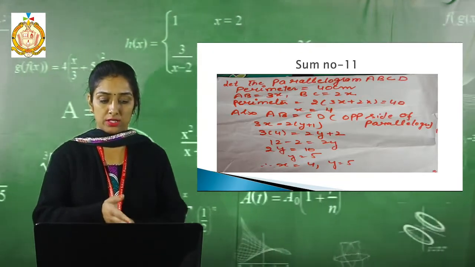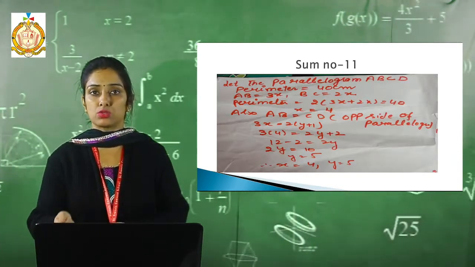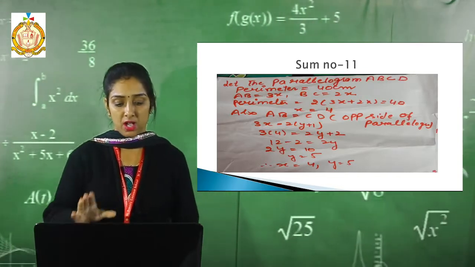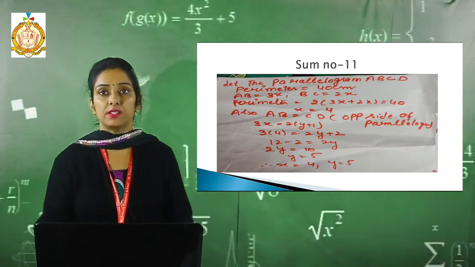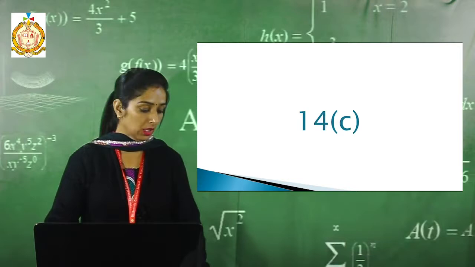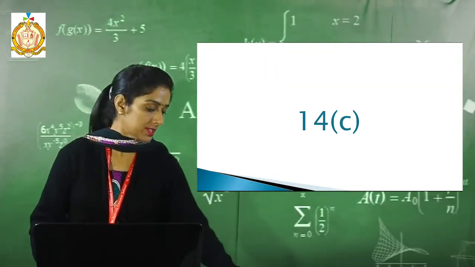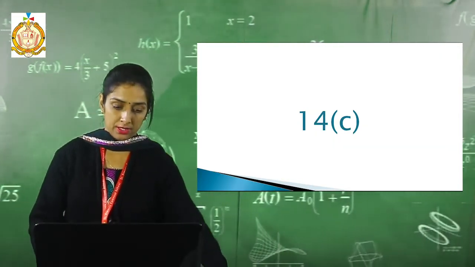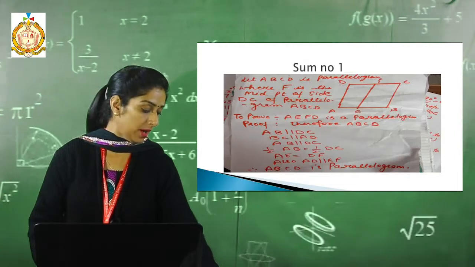And after that you take another one, that is 3x is equal to 2 times y plus 1. After solving it, you get the values of x and y. Now students, come to 14C, exercise C. In this exercise, see question number 1.